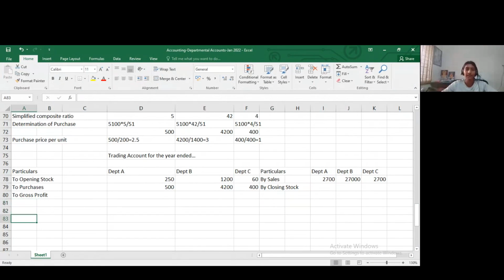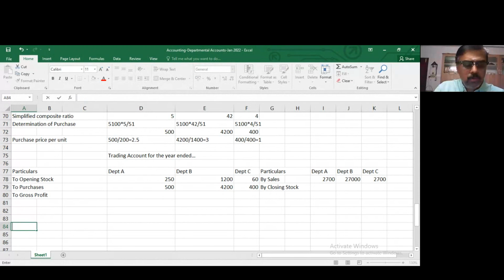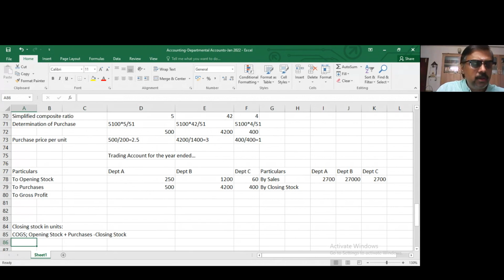Opening stock plus purchases minus units sold. Like in unit terms, we can find out. Very good. Excellent. So closing stock determination in unit terms. Normally, cost of goods sold we will say, opening stock plus purchases minus closing stock. But cost of goods sold value is not known here. So we are not going to determine cost of goods sold, but we are going to use the units sold.